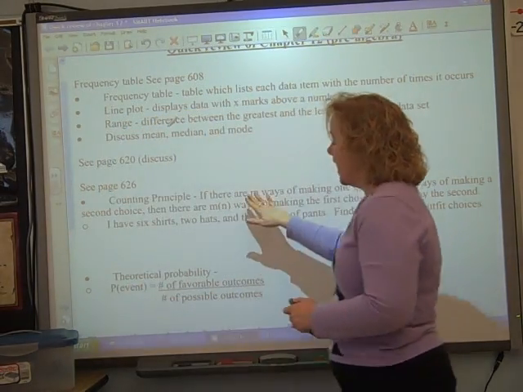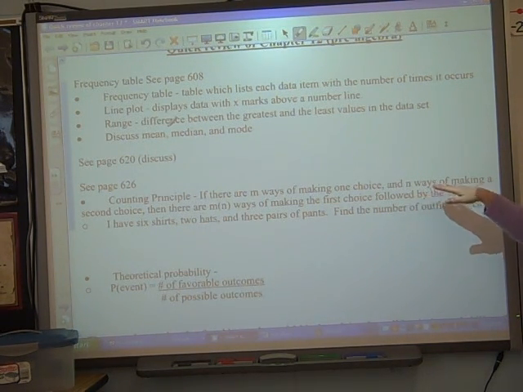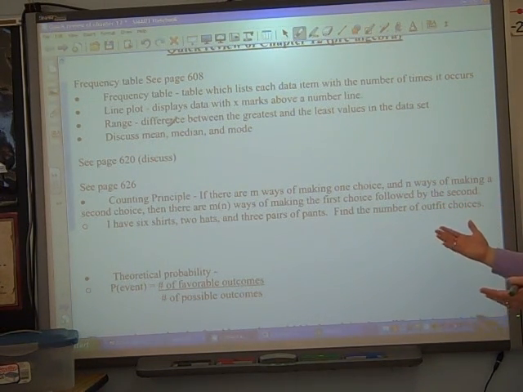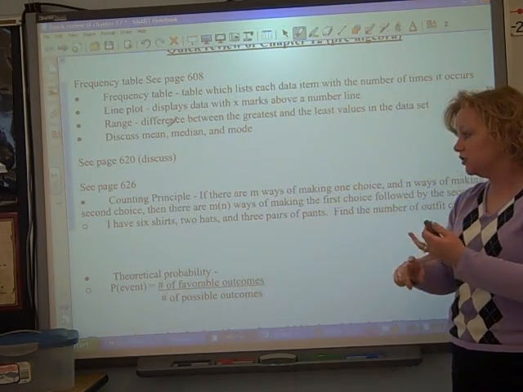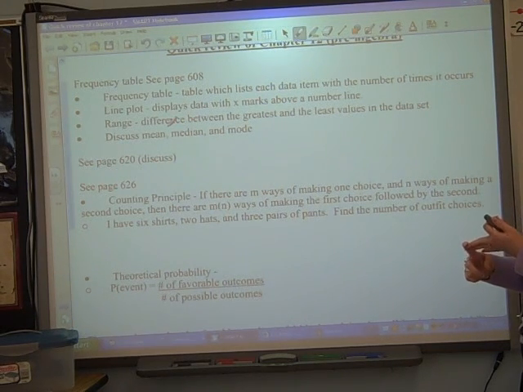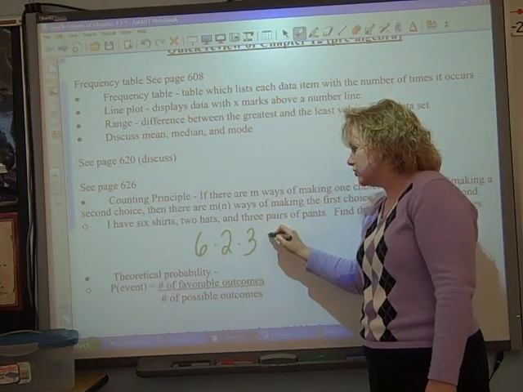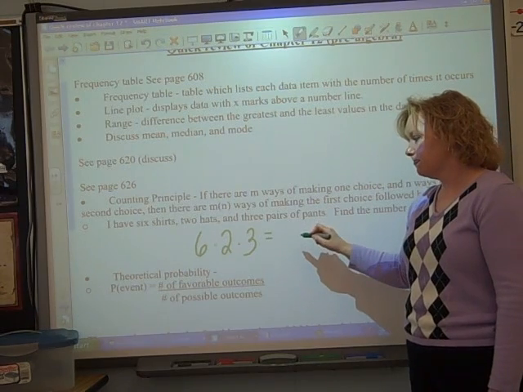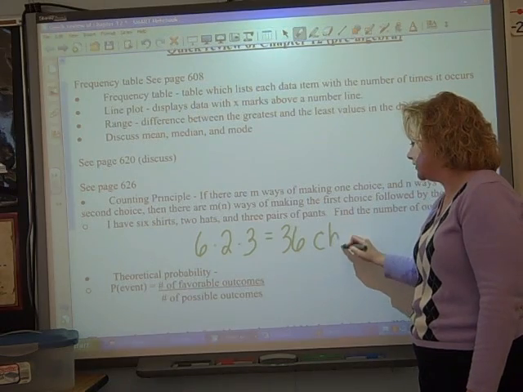All right, look at the counting principle. The counting principle just basically says if there are m ways of making one choice and n ways of making a second choice, then you just multiply those together to find out how many choices you have altogether. So for example, this says I have 6 shirts, 2 hats, and 3 pairs of pants. Find the number of outfit choices. So all I need to do is take 6 times 2 times 3, and what do I get? 36. Okay, so I have 36 different choices.